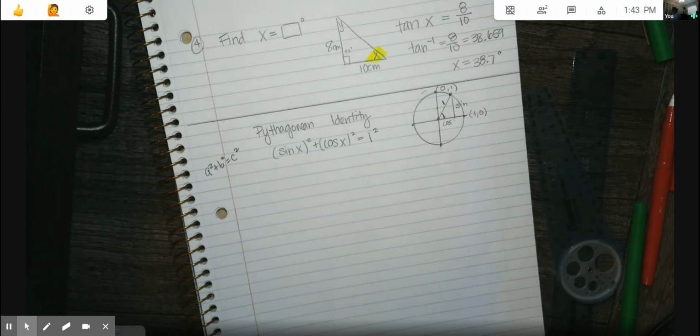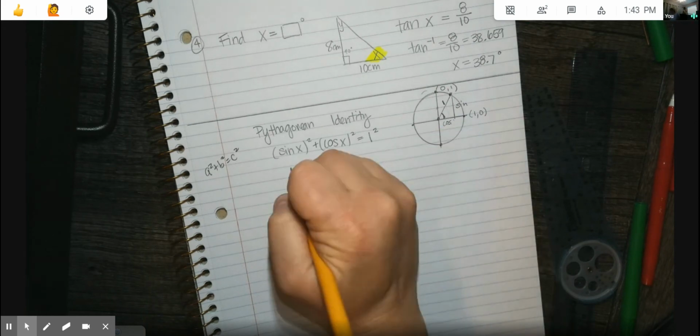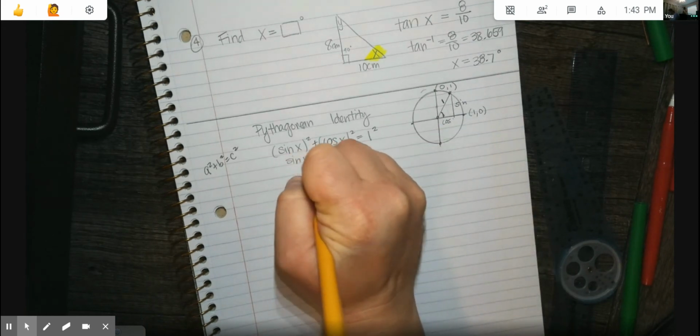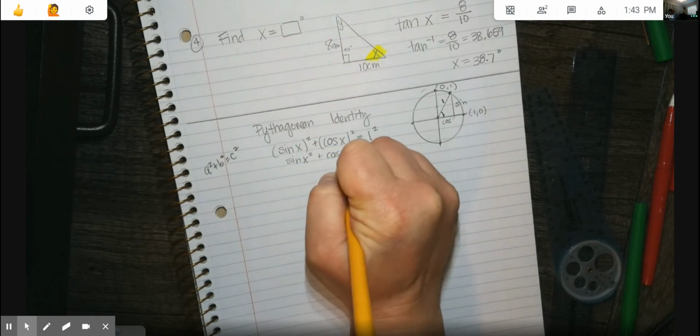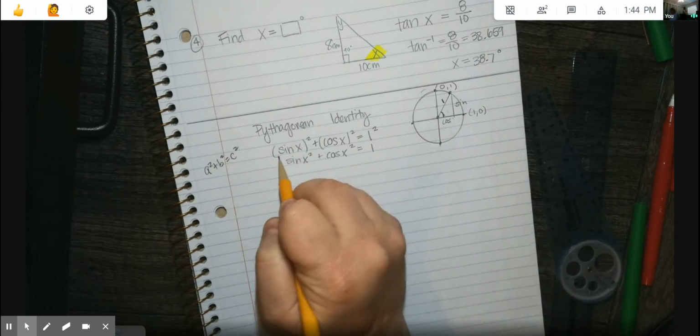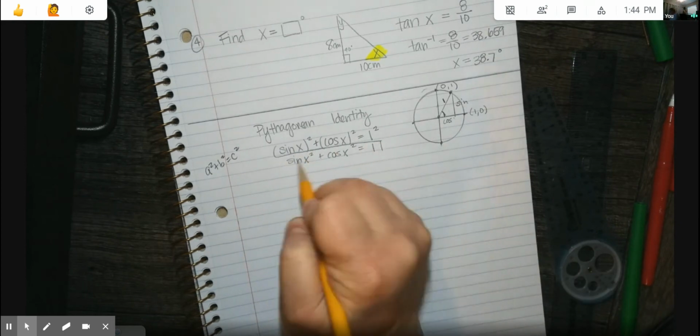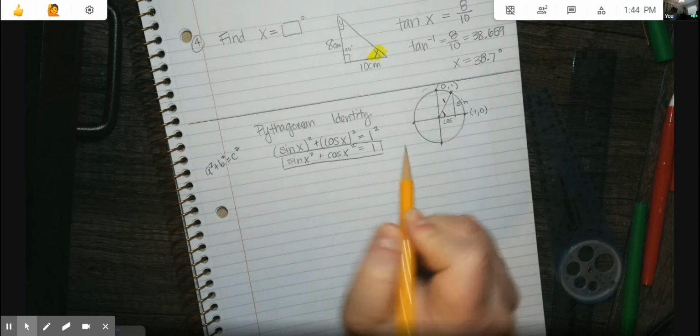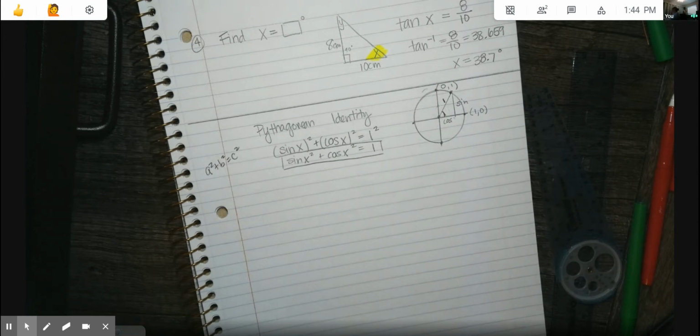So you can use this to solve unknowns of triangles as well. We, however, write this out without the 1 squared because 1 squared is just 1 anyway. So this is the Pythagorean identity that is used commonly throughout Acellus. So let's look at a couple of those problems really quick.